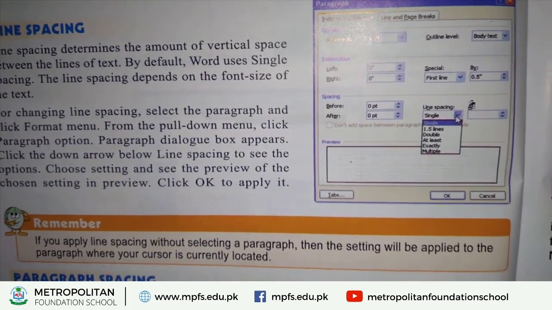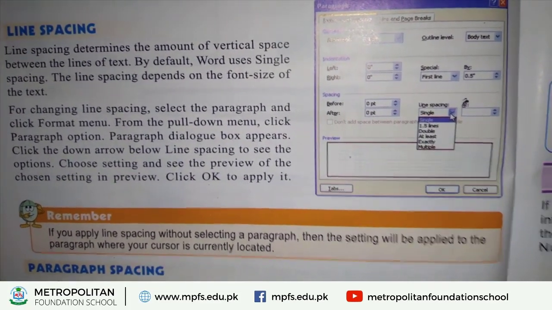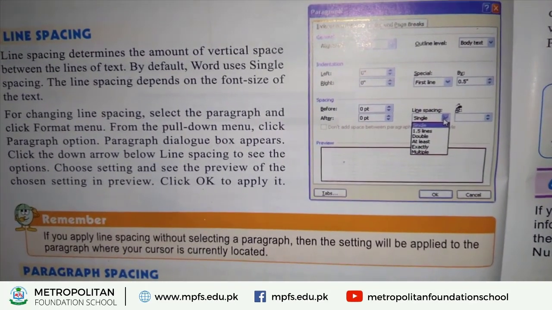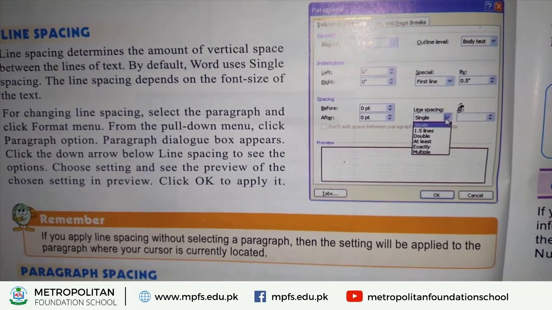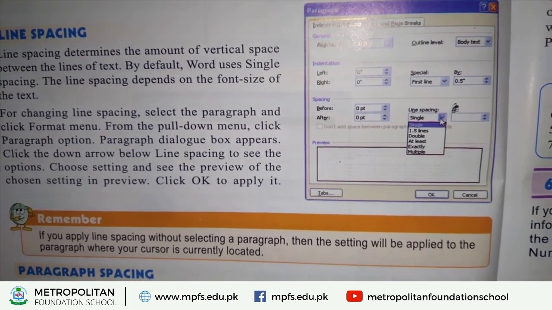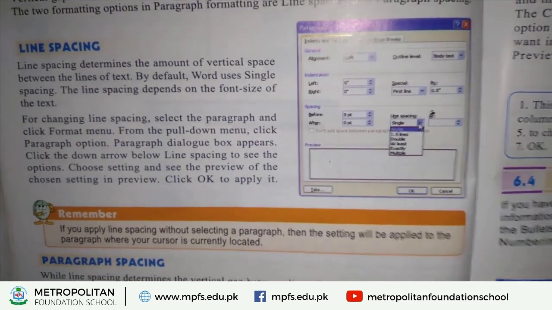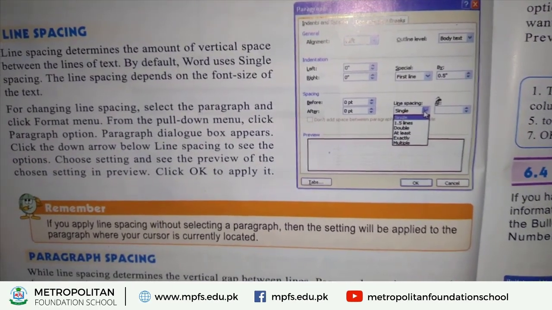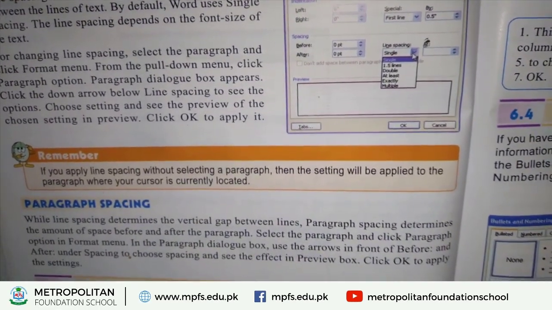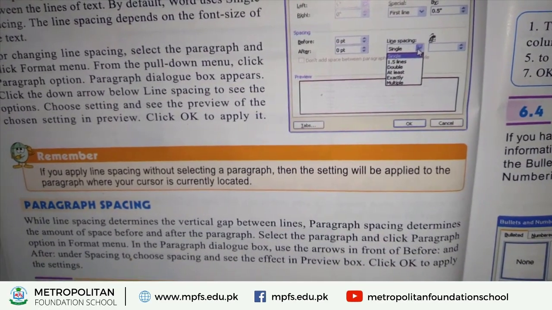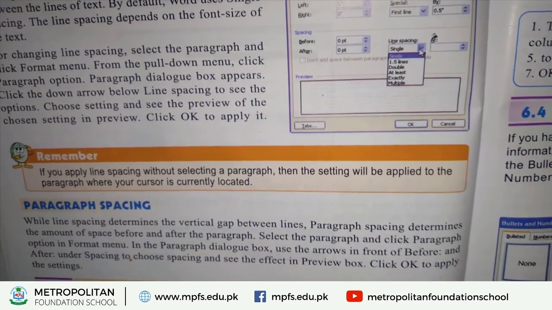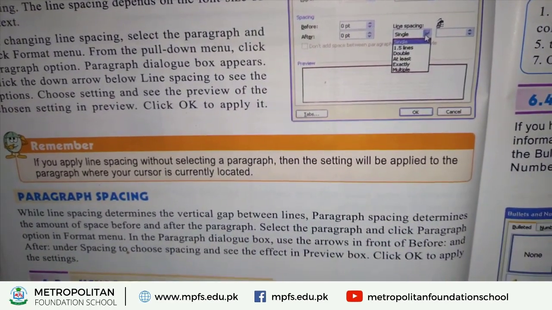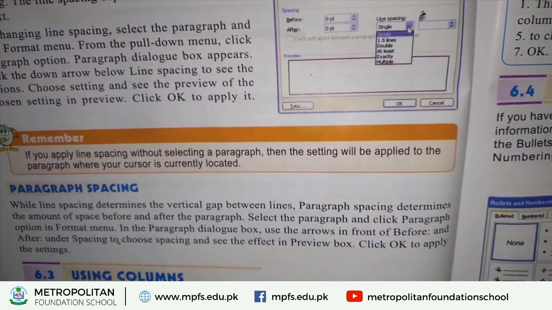Students, you see page number 68. Here the dialog box is open. We use line spacing to select the line option, left, right, and font size, etc. Now switch to paragraph spacing. If you apply line spacing without selecting a paragraph, then the setting will be applied to the paragraph where your cursor is currently located. Paragraph spacing.